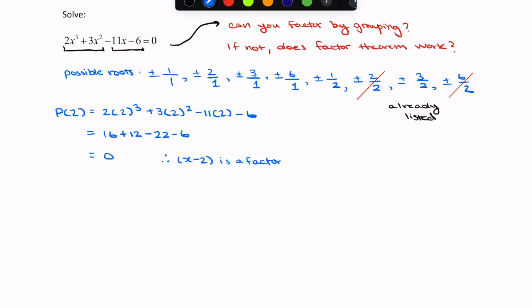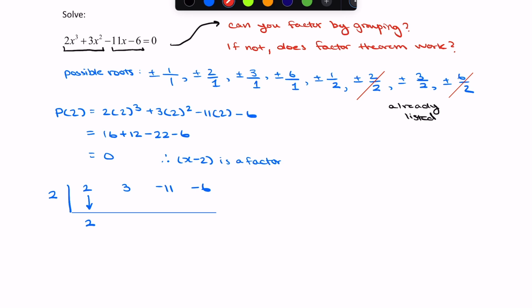Once we do that, we have to see what is left over after we factor x minus 2. So we write our 2 at the front, and we write the coefficients. Here our coefficients are 2, 3, negative 11, and negative 6. And we write down the 2.